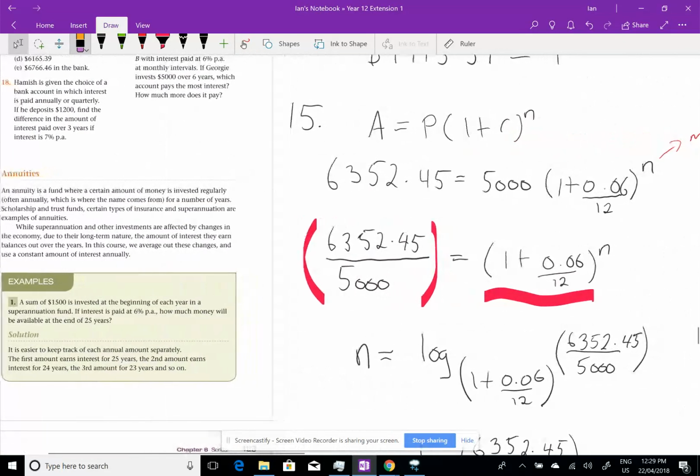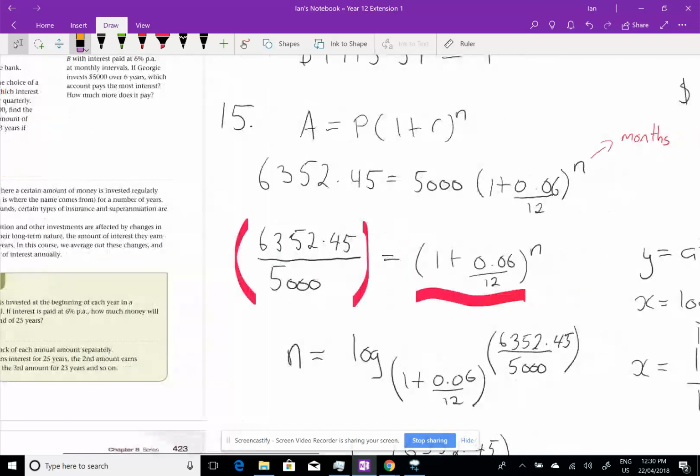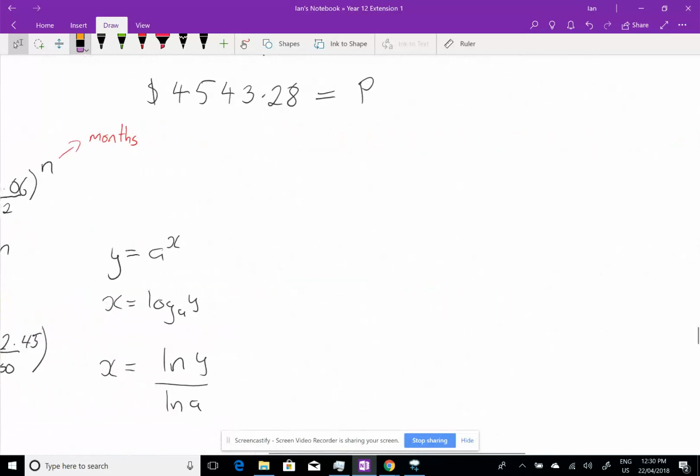So 18: Hamish is given the choice of a bank account in which the interest is paid annually or quarterly. If he deposits $1,200, find the difference in the amount of interest over 3 years, 7%. Well, it's not going to be a lot. No, it's only 3 years. It's a difference of annual or quarterly, so it's only 4 times. But we'll calculate it. So 1,200, 3 years, 7%. So here's 18.